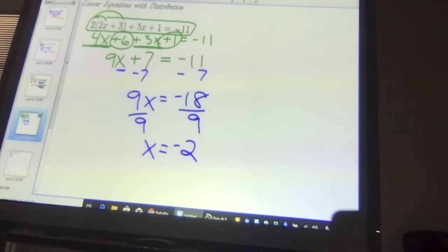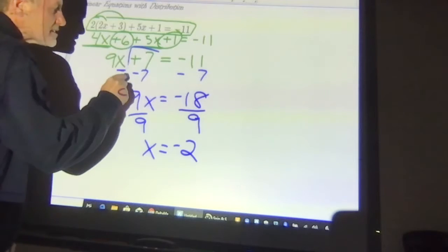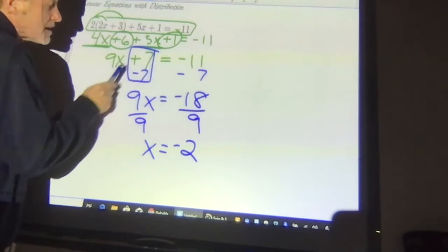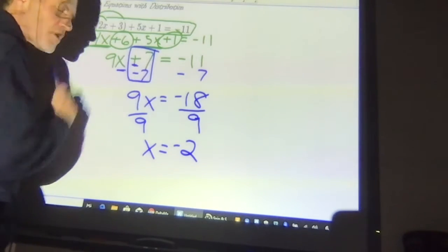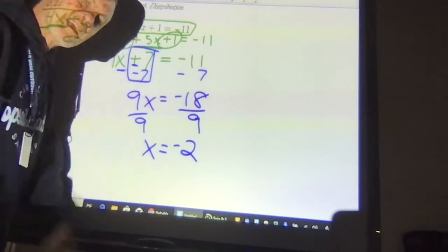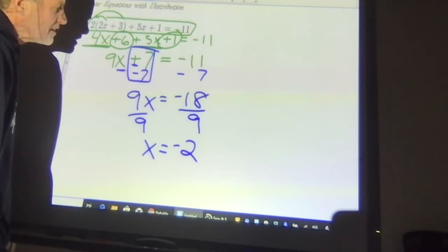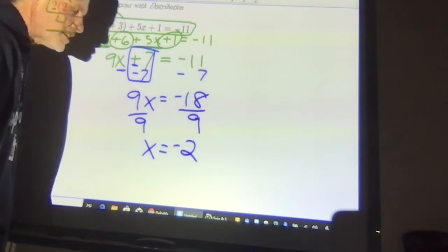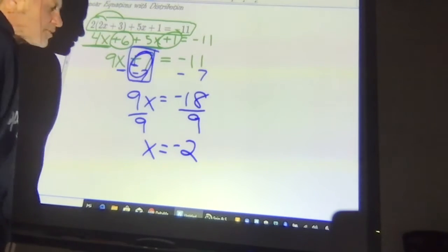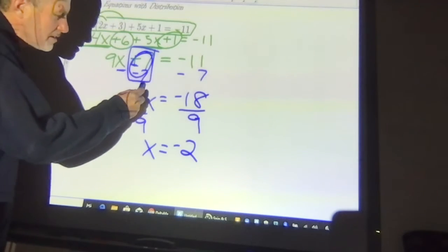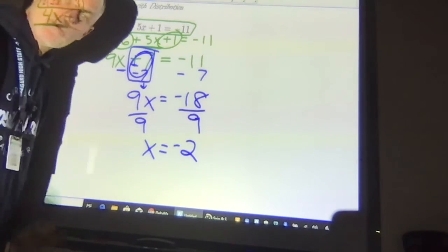Now, how did I know how to get rid of this 7? I saw that there was a plus sign there. I wanted to zero it out. That's what I mean by getting rid of it. So I used the inverse operation of subtract. A positive 7 and a negative 7 equals 0. And I don't need to copy that down here, because 9x plus 0 is just 9x.